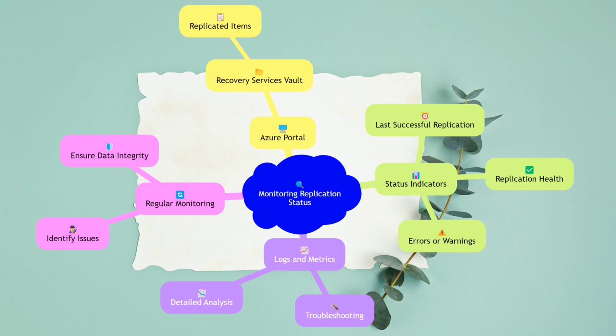Monitoring the status of your replication is crucial for ensuring that your disaster recovery plan is working as expected. In the Azure portal, navigate to the Recovery Services Vault and select Replicated Items. Here, you can view the status of each replicated resource, including the replication health, last successful replication, and any errors or warnings. Azure provides detailed logs and metrics to help you troubleshoot issues and ensure that your data is being replicated correctly. Regular monitoring allows you to identify and address potential problems before they impact your disaster recovery plan.